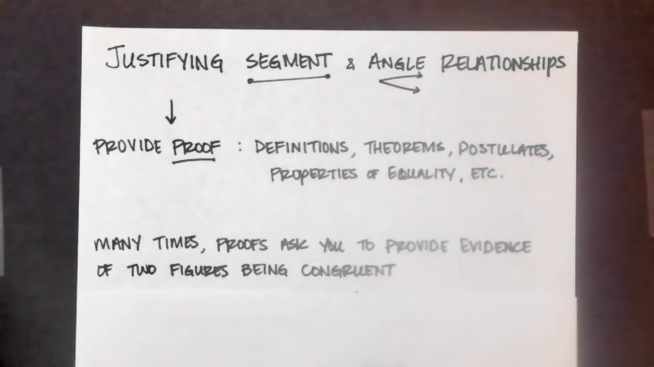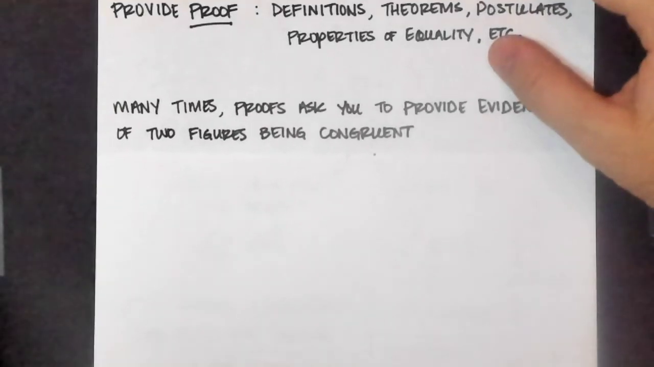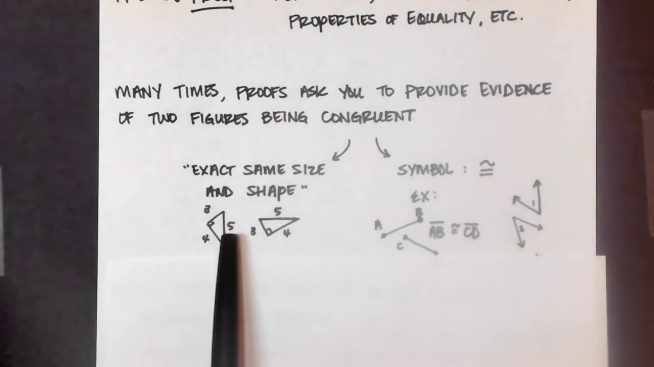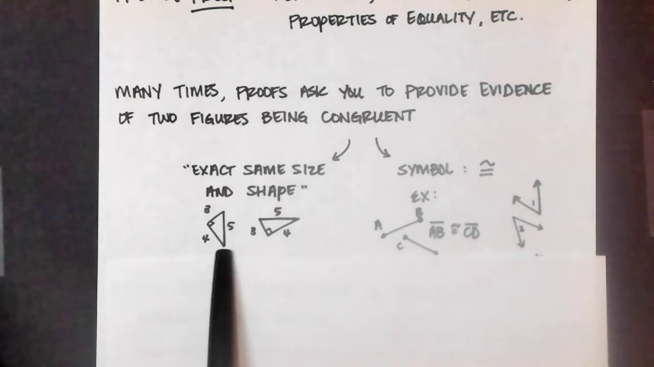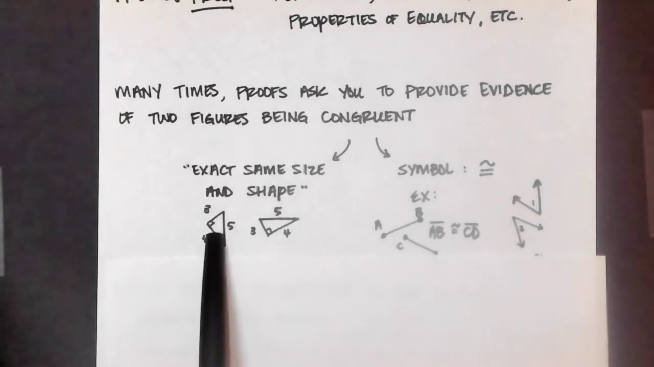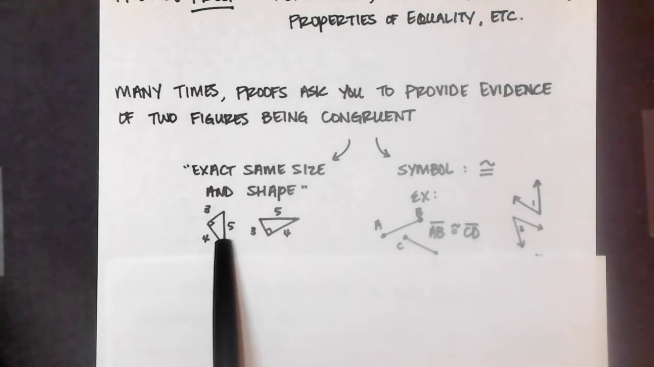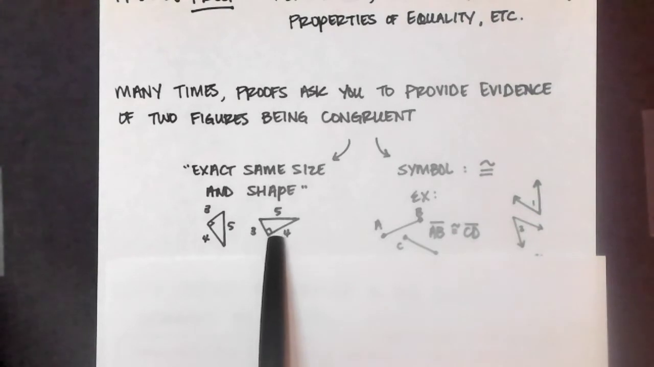Now, many times proofs ask you to provide evidence of two figures being congruent. So let's quickly refresh ourselves on what it means for figures to be congruent. In general, we say that two figures that are congruent have the exact same size and shape. And here we see an example of this. We have two right triangles, and they all have the same side lengths. Leg lengths of 3 and 4, and a hypotenuse length of 5. So if I took this triangle here and performed some sort of combination of rotations or reflections or translations, I could fit it perfectly onto this triangle.